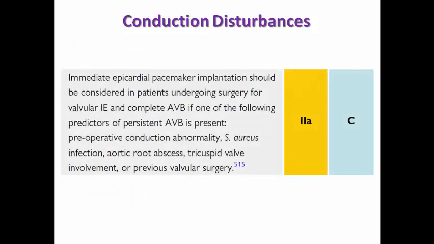So the recommendation in the guidelines is that if the patient is having a valve surgery for infective endocarditis and is already having complete AV block with one of the following predictors of persistent irreversible AV block, like preoperative conduction abnormality present before surgery, Staph aureus infection, aortic root abscess, tricuspid valve involvement, or previous valvular surgery, in this case, immediate epicardial pacemaker should be considered in those patients.